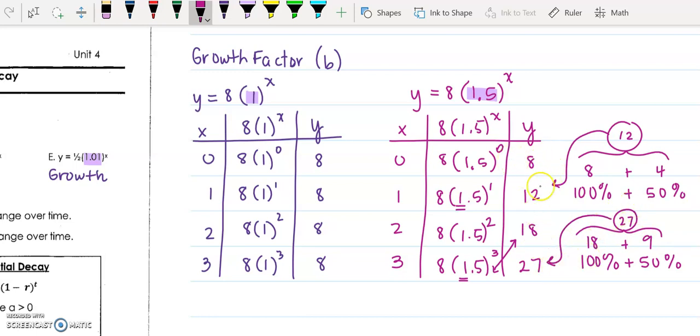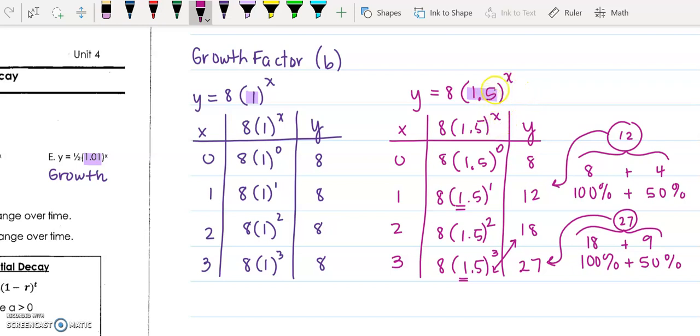So each value is growing by 100% and another 50%. So we're adding half as much each time as we move forward. And so this 1.5 growth factor is causing growth in our function each time. And the growth begins to spread rapidly. So we see that exponential growth happens very quickly, and that's why the graph becomes very steep.